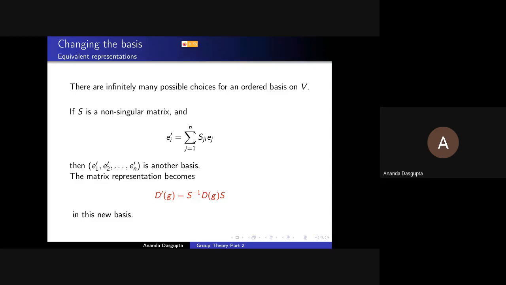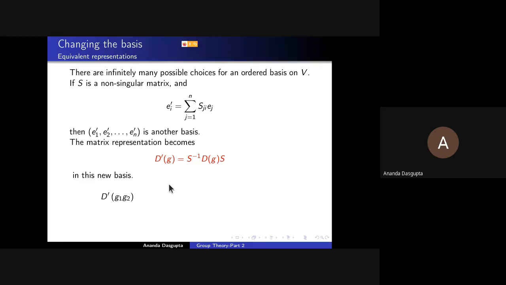Now, when I claim that this is going to be a matrix representation, I should really check whether D prime g1 times D prime g2 does give me D prime g1 g2. Does it? The answer is straightforward. You can just check. What is D prime g1 g2? By our rule right now it is simply S inverse D g1 g2 S. But D, remember, is a representation. So D g1 g2 has to be D g1 times D g2, this product.